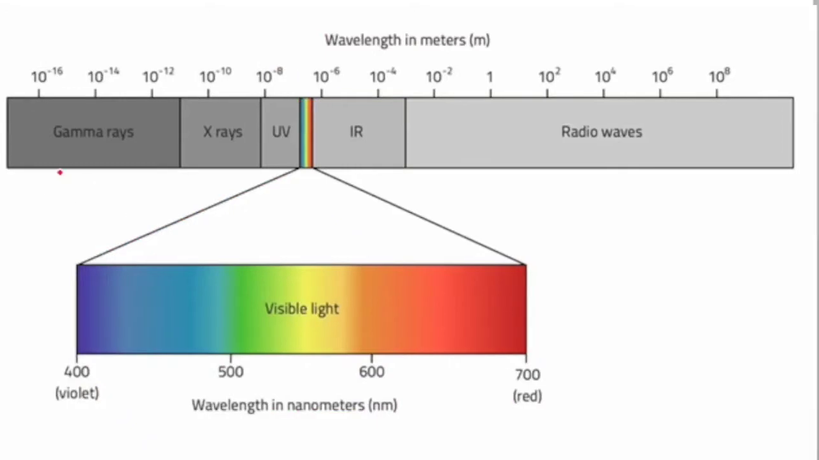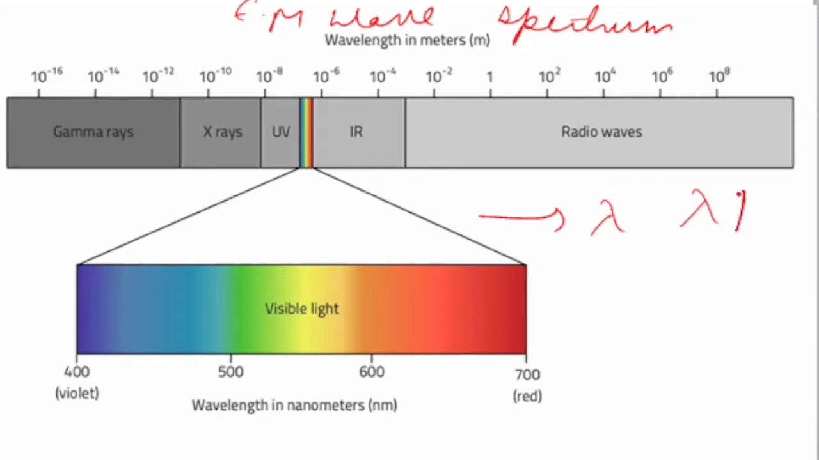After that, you must know about the electromagnetic wave spectrum. This is the electromagnetic wave spectrum. Starting from gamma rays, it is in increasing order of wavelength. Wavelength increases and frequency decreases. It means gamma rays have minimum wavelength and radio waves have maximum wavelength, and frequency decreases. It means gamma rays have maximum frequency, and maximum frequency means maximum energy. Gamma rays have maximum energy, radio waves have minimum energy.